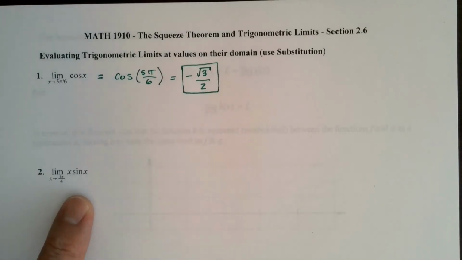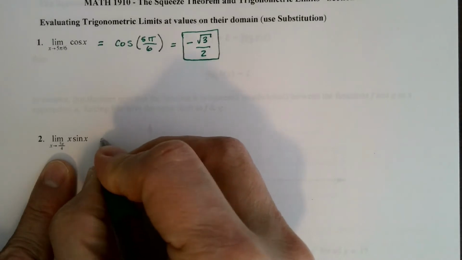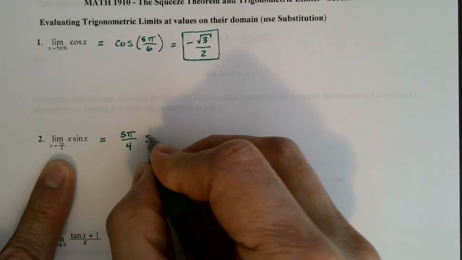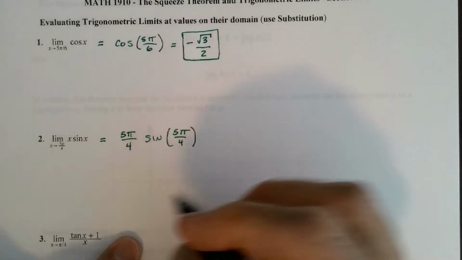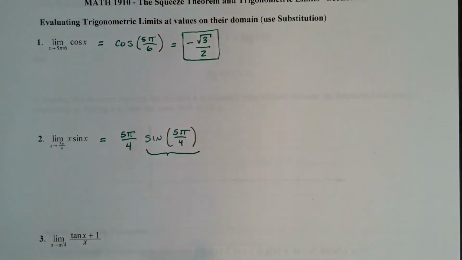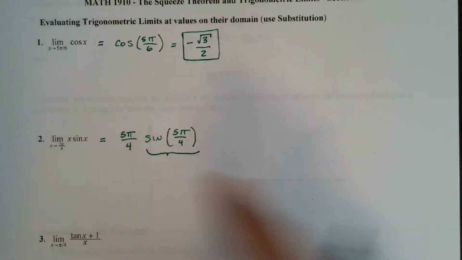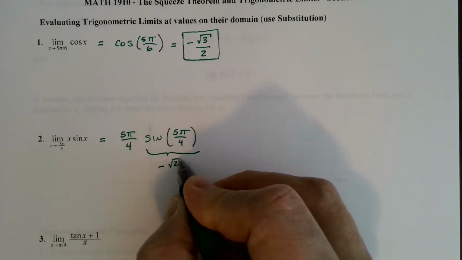The sine function's domain is also all real numbers, so it's continuous everywhere, including 5 pi over 4. So I can use direct substitution. I replace x with 5 pi over 4 times sine of 5 pi over 4. Now what is sine 5 pi over 4? You can look in the unit circle for that. 5 pi over 4 is in the third quadrant. Sine is negative in the third quadrant. And 5 pi over 4, if you remember reference angles, has a reference angle of pi over 4. Sine of pi over 4 is square root of 2 over 2. So this is going to be negative square root of 2 over 2.